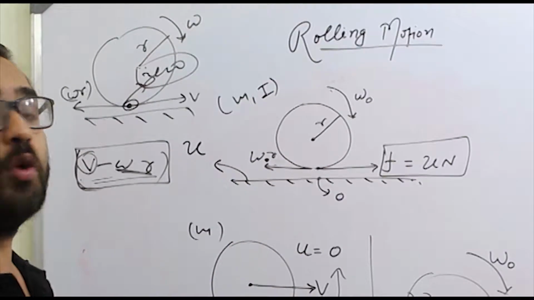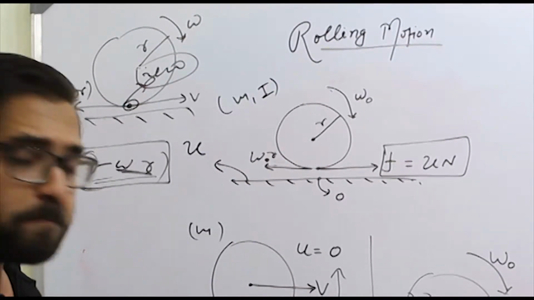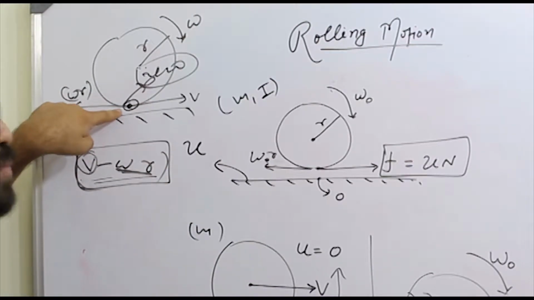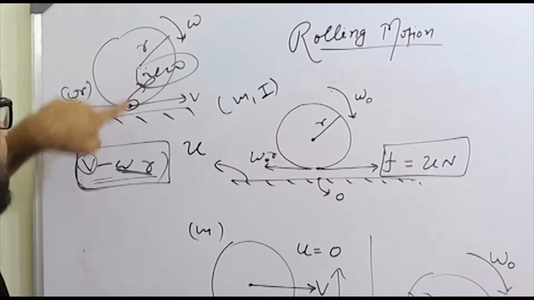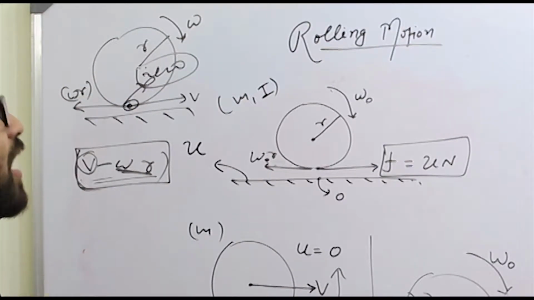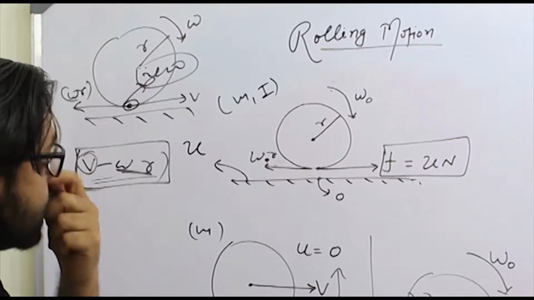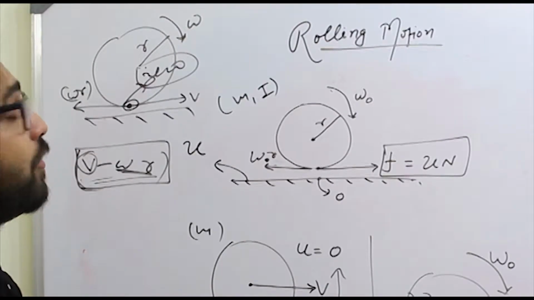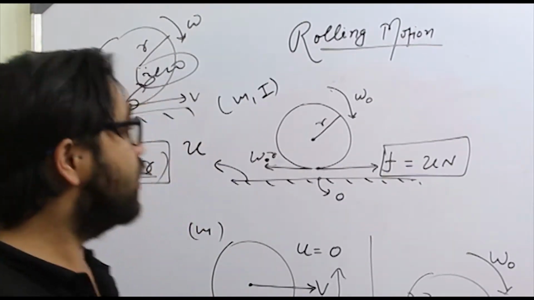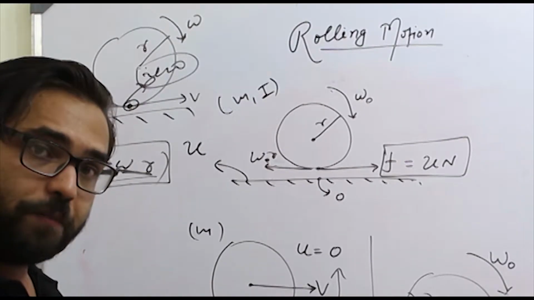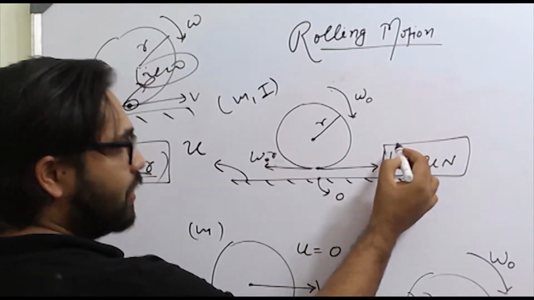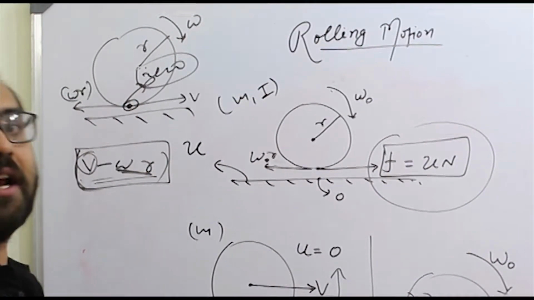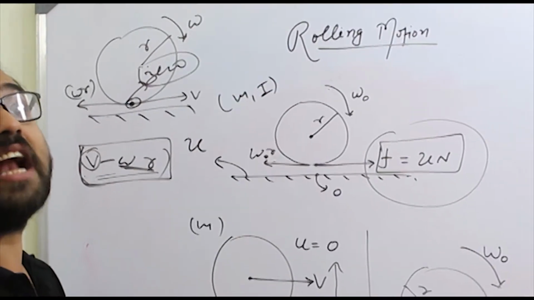And once pure rolling started, what is the friction? The value of friction here is static. After some time when this becomes equal, the velocity of this point becomes 0, equal to this point, there is rolling without slipping, and at that time friction is static, right? That static friction, I told you, can be anything from 0 to mu n. In this particular case, because there is no other force acting, the value of that static friction will remain 0. So once pure rolling starts, friction just vanishes. It becomes static, and the value of that static friction is 0.